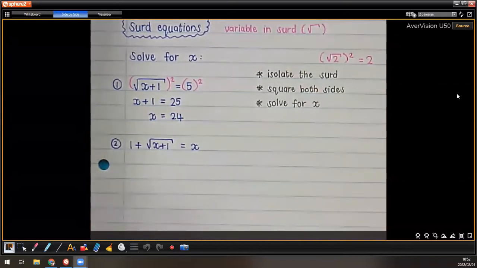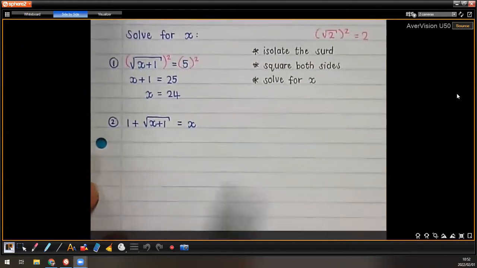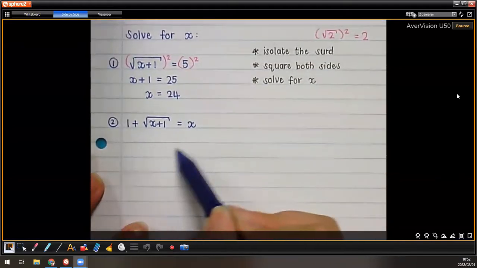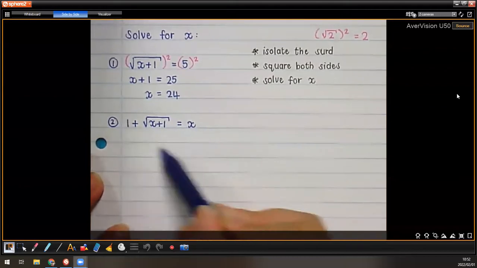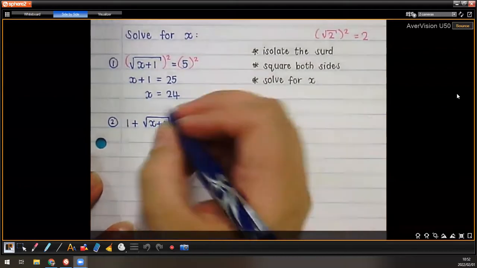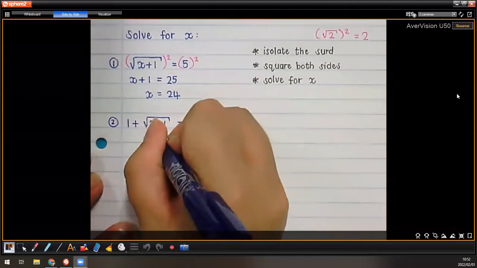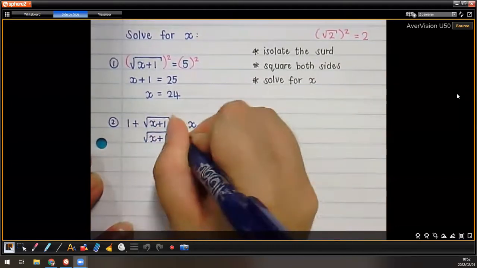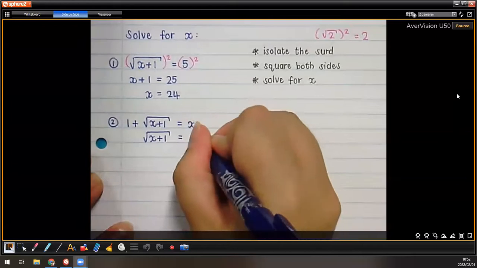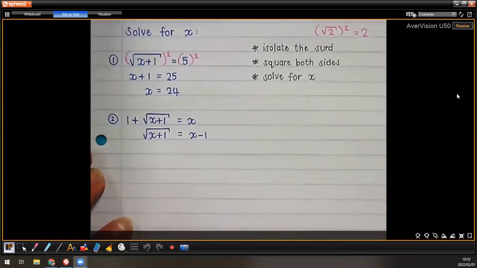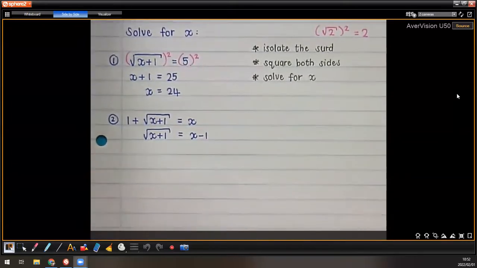Okay, so now do we notice that the surd is not isolated? The surd is not on its own. There's a 1 plus in front of that surd. Okay, so we're going to have to move that 1 plus over to the other side. It's going to turn into a negative 1. Okay, so I'm going to have the square root of x plus 1 on this side equal to x minus 1. Okay, the surd has been isolated. First step is done. That's a mark. Right? Just from moving that 1 over, you'll get 1 more.